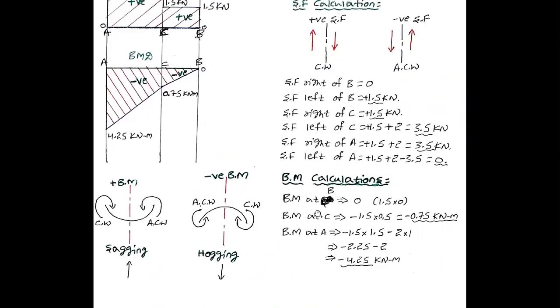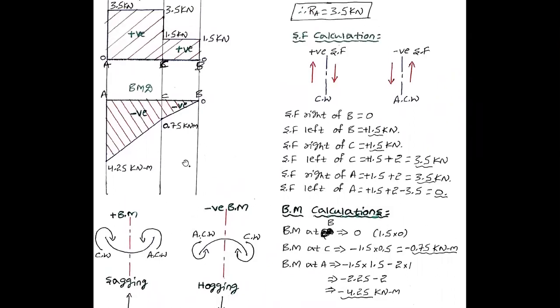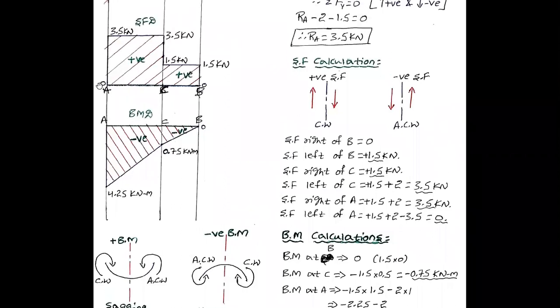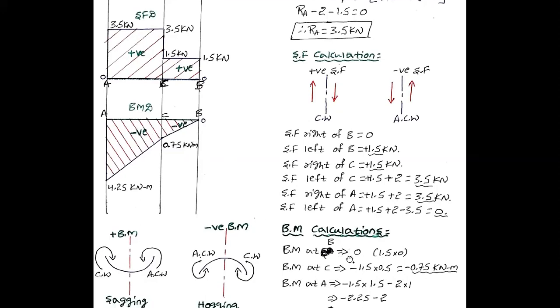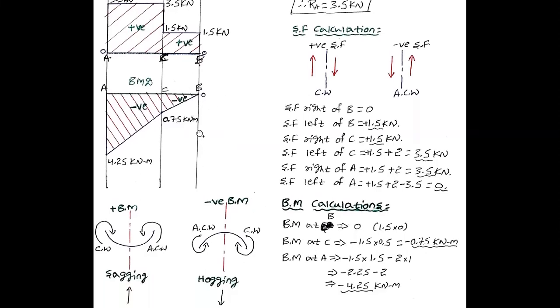Now, using these values, I am going to draw the bending moment diagram. This is the baseline. Always the positive values should be drawn above the baseline and negative values below the baseline. Similarly, here also in the bending moment diagram, this is the baseline. At point B, our value is 0. At point C, the value is minus 0.75 kilonewton meter.